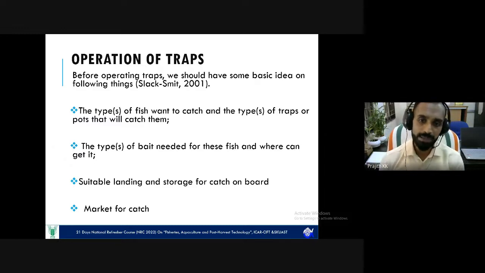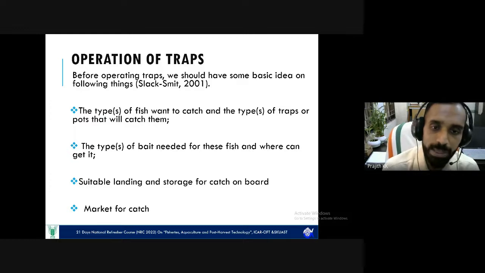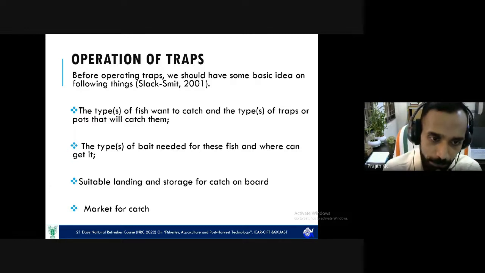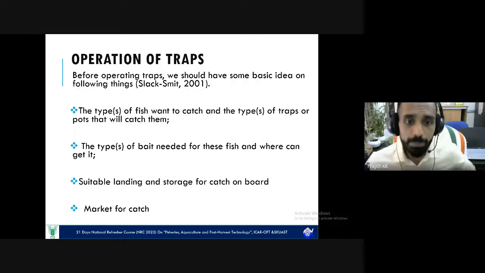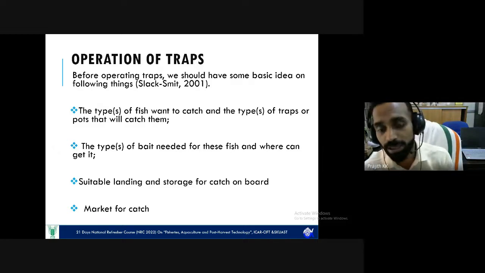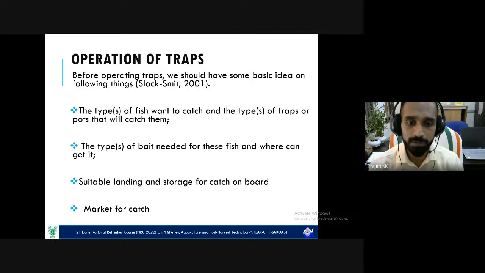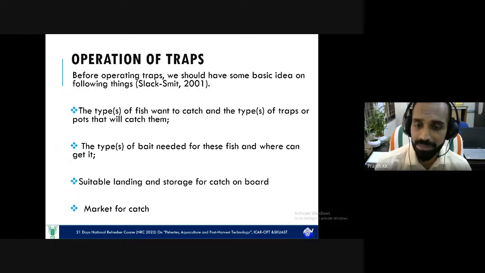The type of bait, for example, we will be discussing separately. So we also need to fix what type of bait we use. Then suitable landing and storage of the catch on board, because most of the time our catch will be in live condition. If we maintain the catch in live condition, the price will be high. For fresh fish, we always get a premium price. So that kind of facility is required on board, or in the small craft.